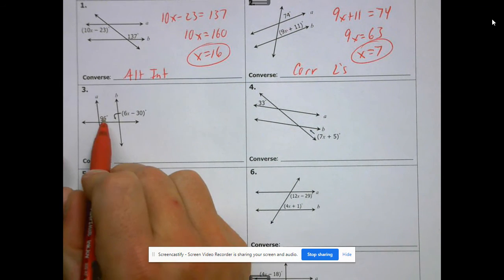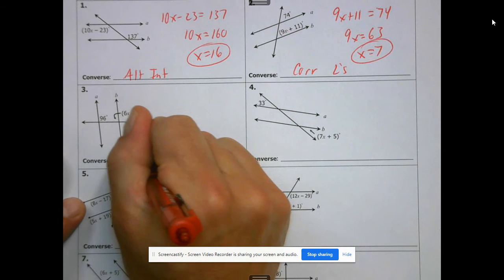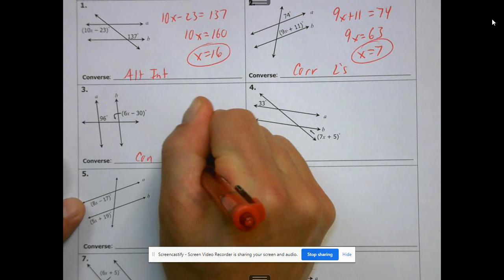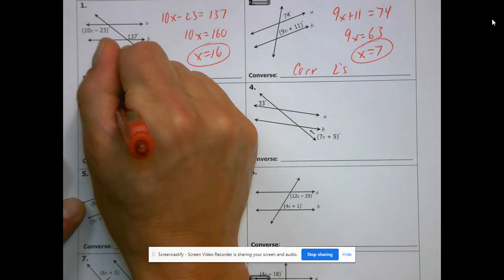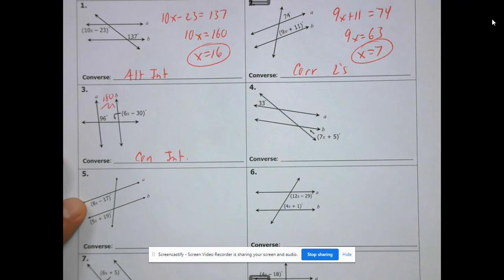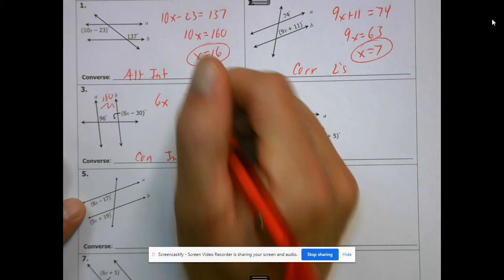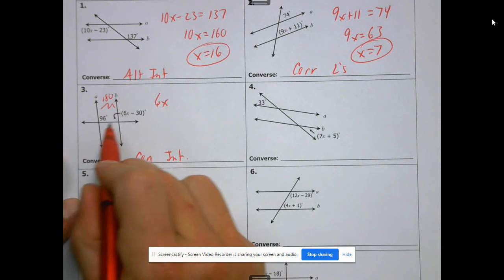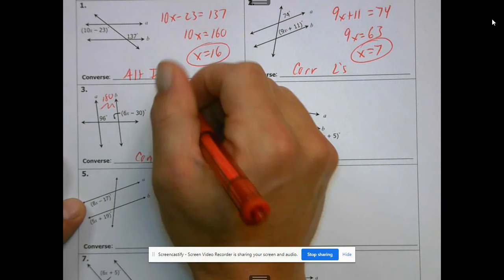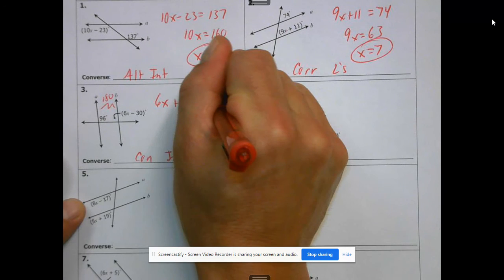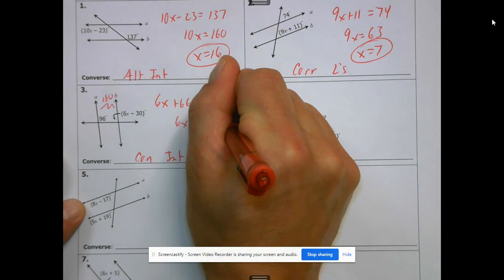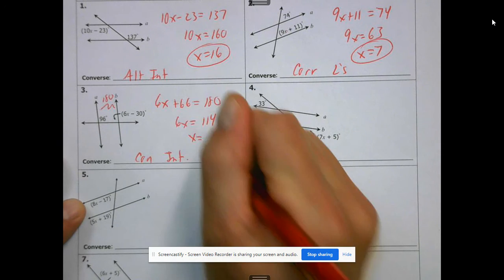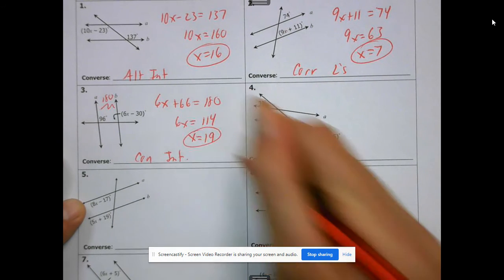Number 3, inside, same side, consecutive interiors. And these guys, remember, add up to 180. So add them up, equal it to 180. We got a 6x, a 96, and a negative 30. That gives me 66 equals 180. Subtract the 66 over. Divide that by 6. 6 goes in there 19 times.